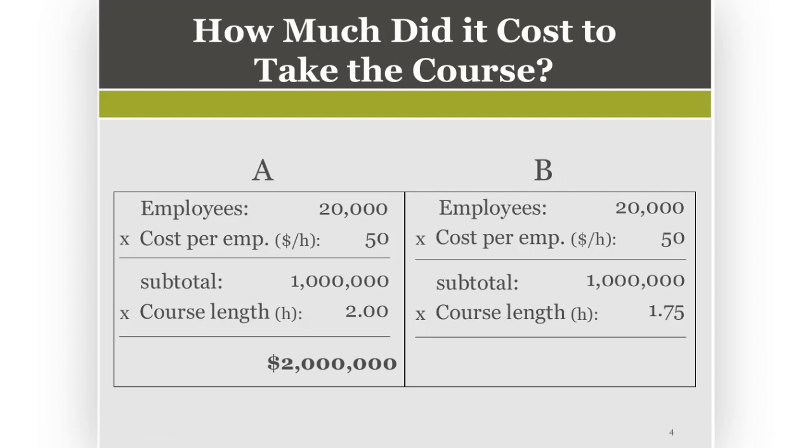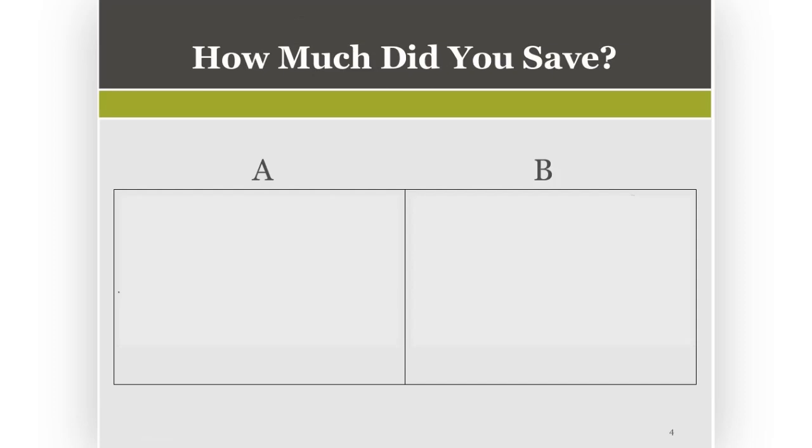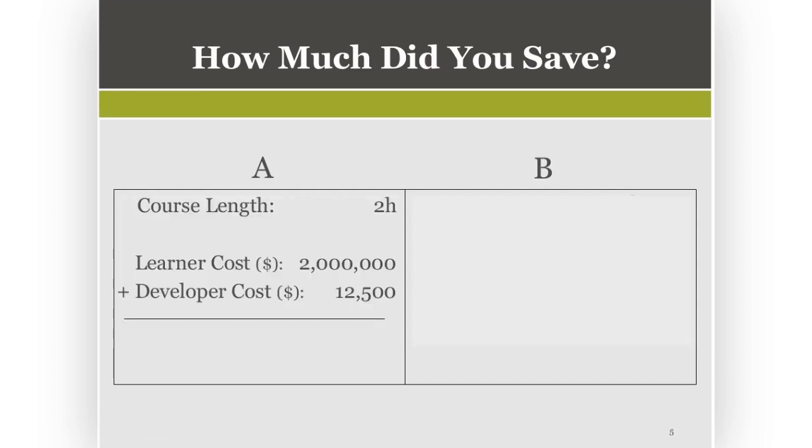So how much does it cost to take a shorter course? Obviously, it's going to be less. It's $1,750,000. And the course that was done in 1.75 hours is incidentally the one that we spent 200 hours to develop. We spent more time and we did it for less money. So we'll take a look at that total cost.